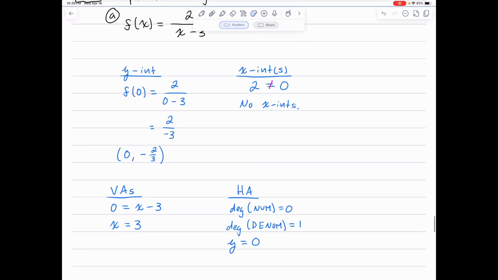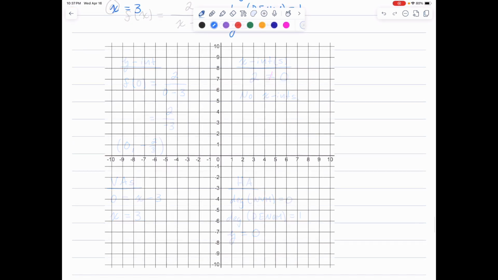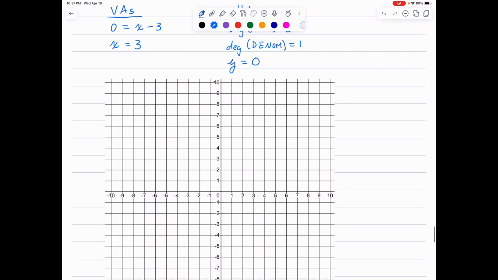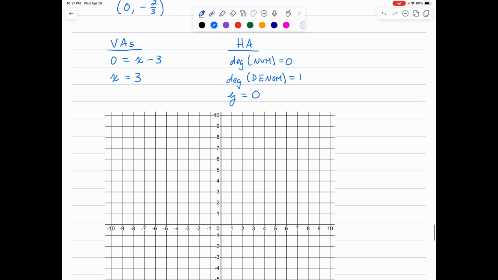So we are now going to use all the information that we have here to graph. Okay? So I placed a grid down here so we're able to graph. So the first thing we're going to want to do is graph our vertical asymptote and our horizontal asymptote. So I'm going to do that in a different color than my actual graph. So I have a vertical asymptote at x equals 3.